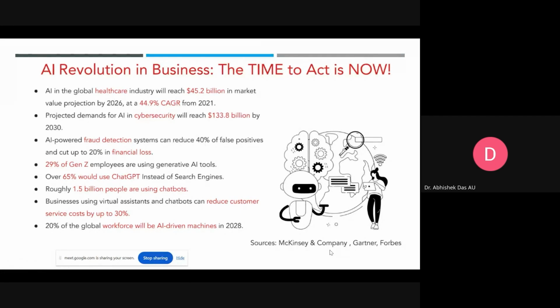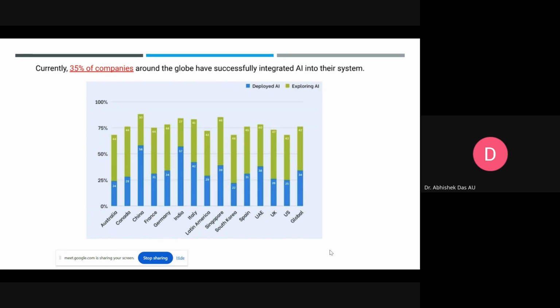29% of Gen Z employees are using generative AI tools. Over 65% would use ChatGPT instead of search engines. And roughly 1.5 billion people are using chatbots. Businesses using virtual assistants and chatbots can reduce customer service costs by up to 30%. And 20% of the global workforce will be AI-driven machines in 2028. So these are startling statistics, and the source is McKinsey and Forbes.